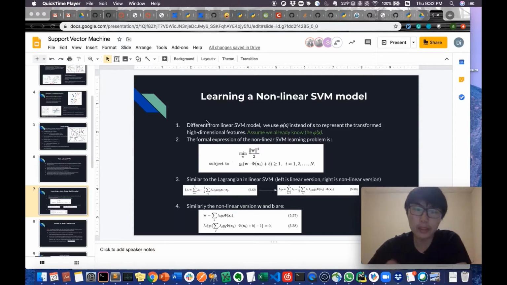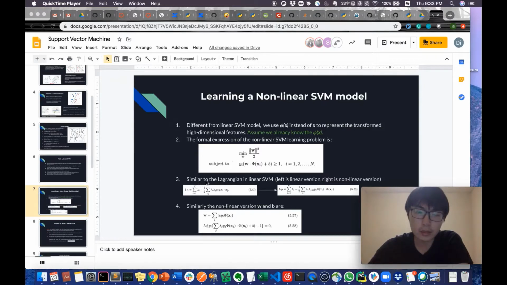Learning a nonlinear SVM model. Here, the nonlinear SVM model is different from the linear SVM model. It uses phi(x) instead of x to represent the transformed high-dimensional features. Now let's assume we already know phi(x). So the formal expression of the nonlinear SVM learning problem is like below this formula.